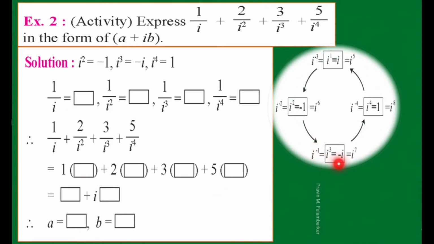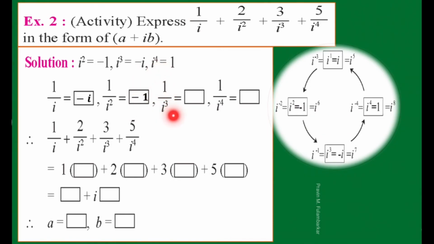i raised to the power minus 1 means minus i, because 1 upon i can be written as i raised to the power minus 1. So in the first bracket we write minus i. 1 upon i square means i raised to the power minus 2 after writing in the numerator. So for i raised to the power minus 2 we go clockwise, which is minus 1. So we write here minus 1.